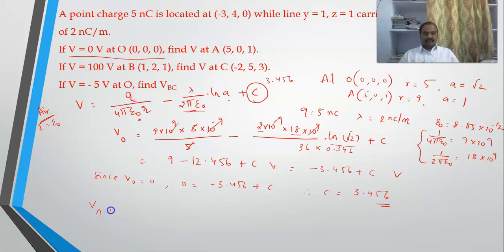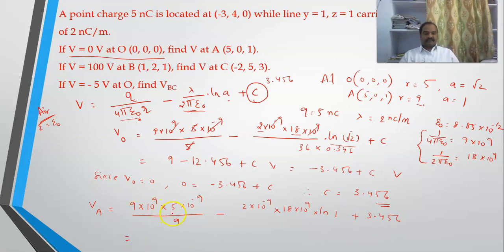How to determine the voltage at point A? Again, I'll go with the same equation. It is 9 into 10 to the power of 9, 1 by 4 pi epsilon, into Q value, which is the same, 5 into 10 to the power of minus 9, by R value, which here is 9, minus 2 into 10 to the power of minus 9, into 18 into 10 to the power of 9. This time it is ln 1, plus C value, which is 3.456 because I obtained it in the last one.